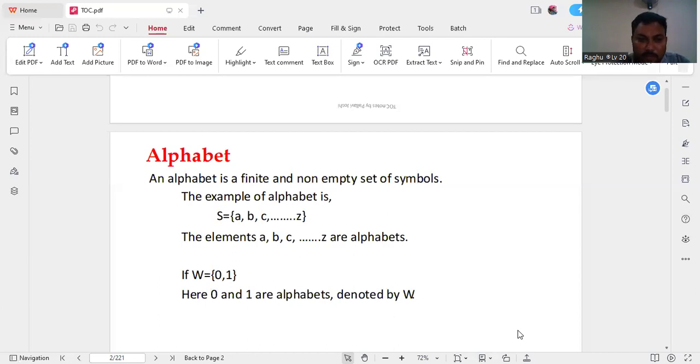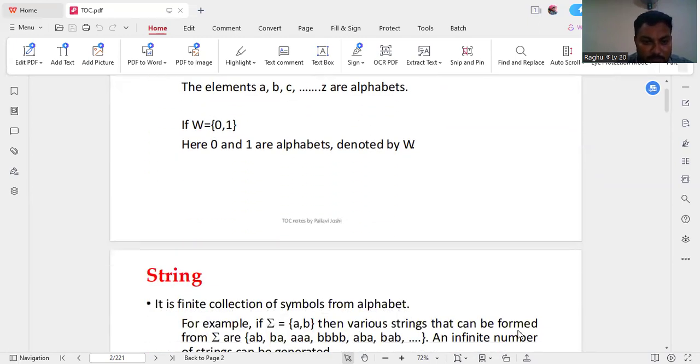Okay, a language is a collection of strings, and a string is a collection of alphabets or symbols. Here, an alphabet is a finite and non-empty set of symbols, and it is denoted with the symbol sigma. An alphabet is any symbol or any number, or special characters like the at-the-rate symbol. Okay, and it is denoted with the symbol sigma.